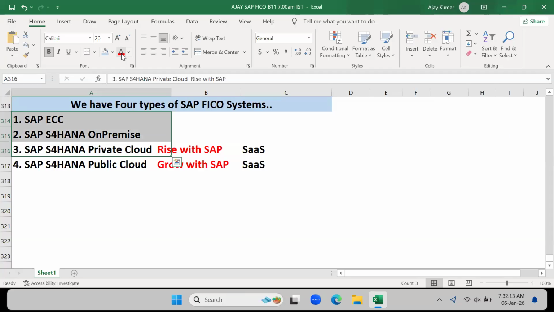So what did SAP do? SAP launched a new product called public cloud. Public cloud means even a small startup company can use it. How many of you know this? If you are just starting a new business, you can go for SAP public cloud. Plug and play, ready to use. Within a month your system is ready. Three weeks, four weeks is enough for you to go live.